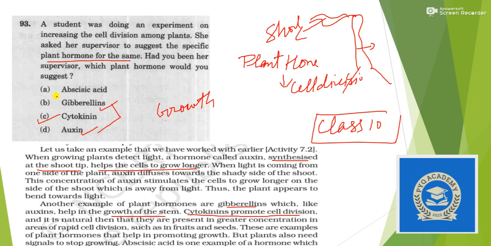The third and last option is abscisic acid. It is there to inhibit or stop the growth of the plant. This hormone is present in leaves, and by the action of this hormone, wilting of leaves occurs, that means falling of leaves. So our answer is option C.